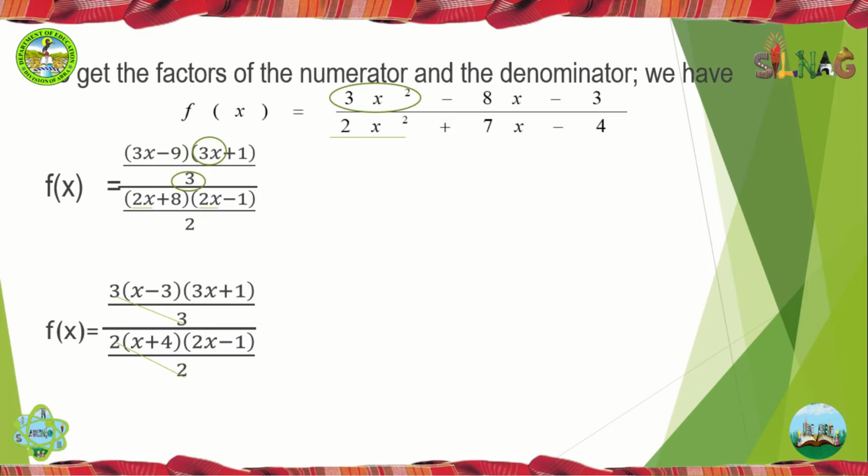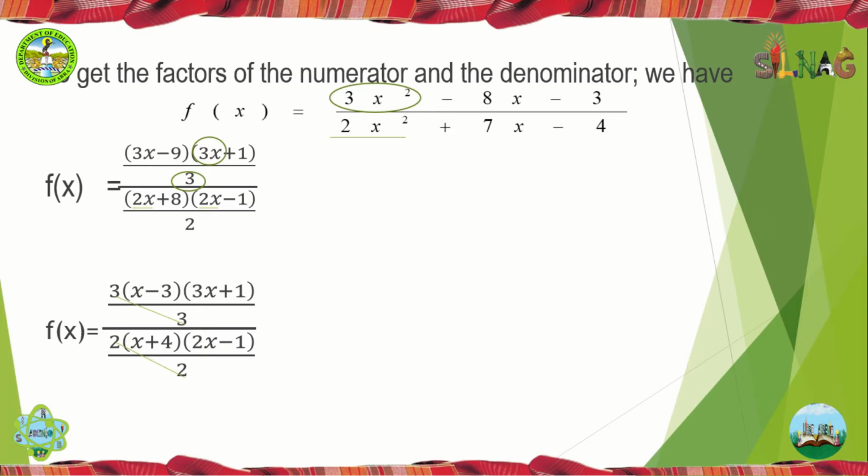So negative 9 and positive 1 are the second terms of the binomial factors of 3x squared minus 8x minus 3.